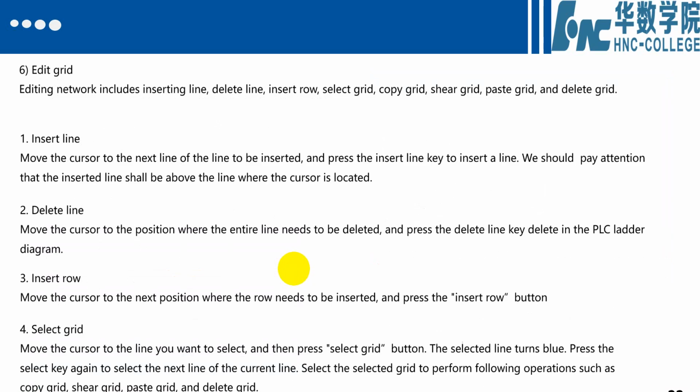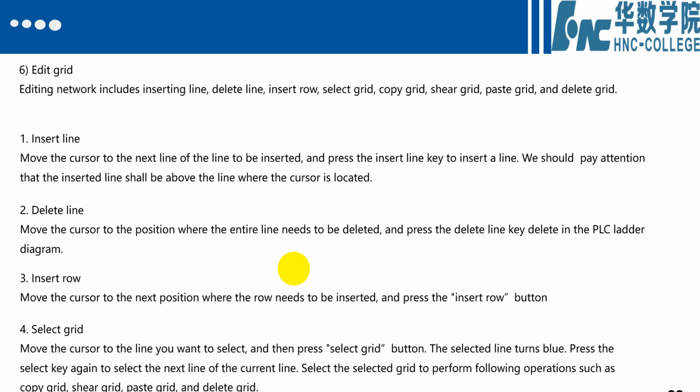Sixth, edit grade. Editing the network includes insert line, delete line, insert row, select grade, copy grade, share grade, paste grade, and delete grade. Insert line. Move the cursor to the next line of the line to be inserted and press the Insert Line key to insert a line. We should pay attention that the inserted line shall be above the line where the cursor is located.